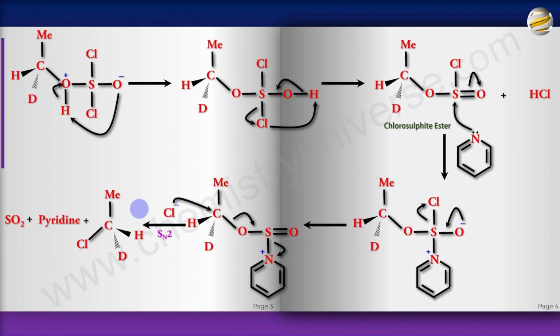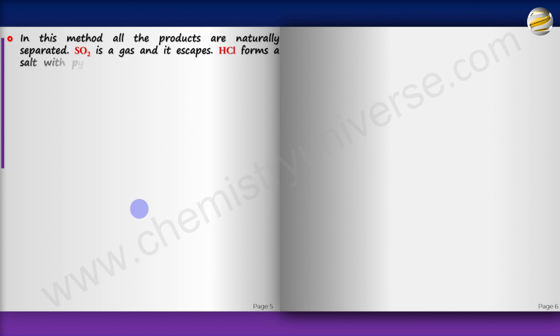And we will study this in alkyl halides in the preparation again. But now let's see what happens. Inversion of configuration, as you can see, attack at the backside, SN2. Now in this method, all the products are naturally separated. SO2 is a gas, it escapes. HCl forms a salt with pyridine and is soluble, and alkyl halide precipitates out.